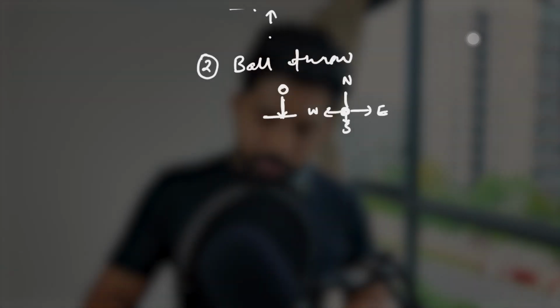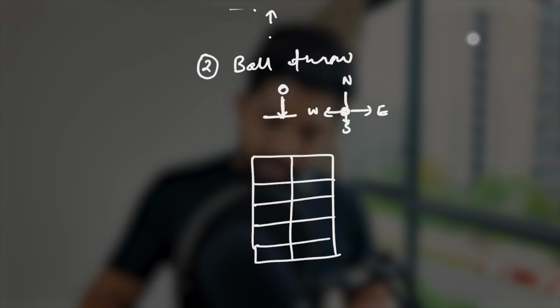So we can create a table, and here you can write the probability and the experiment. Let's say the probability of north is 1 by 4. Similarly, for south it is also 1 by 4. Similarly, for west also it is 1 by 4, and east also it is 1 by 4. This is the normal probability.